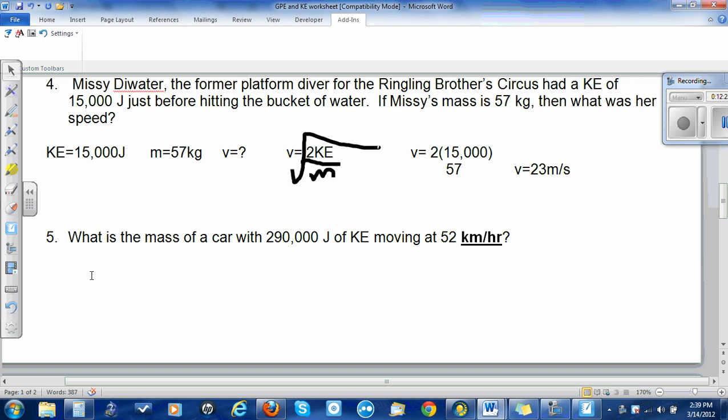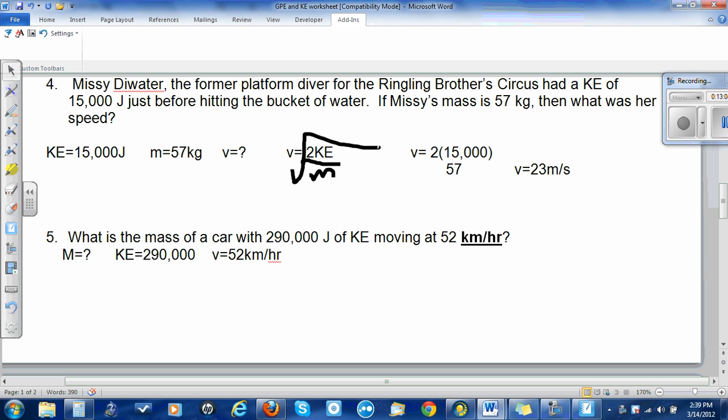What is the mass of a car? So M equals, we're solving for M. And the KE equals 290,000. And V equals 52 kilometers per hour. Okay, and the reason that this is highlighted is it's not our standard units, so we're going to have to convert it, okay?